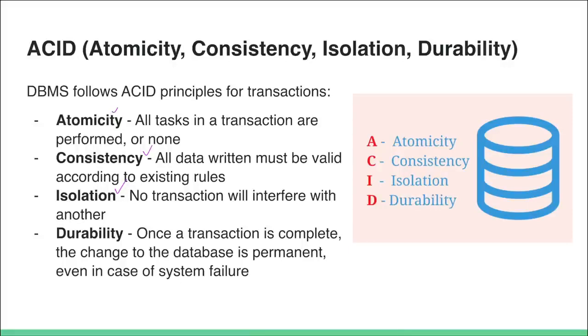And next, the last principle is durability. So once a transaction is complete, the change to the database is permanent, even in the case of system failure. So atomicity, did I say that right? Consistency, isolation, durability. Now you need to know what all of these are for the IB exam.